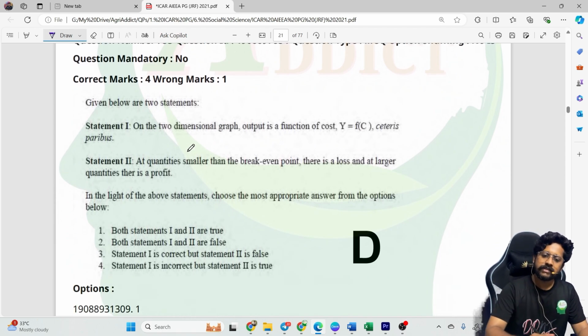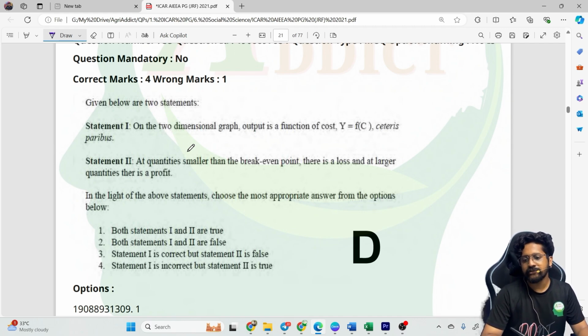There are two statements. Statement one is: on the two-dimensional graph, output is a function of cost. That is, y is equal to a function of c, ceteris paribus. Is the statement correct? It's actually a false statement. It is explained in the opposite way, right? Because output is not a function of cost, but cost is a function of output. If you want to correct the statement, on the two-dimensional graph, the cost is a function of output.